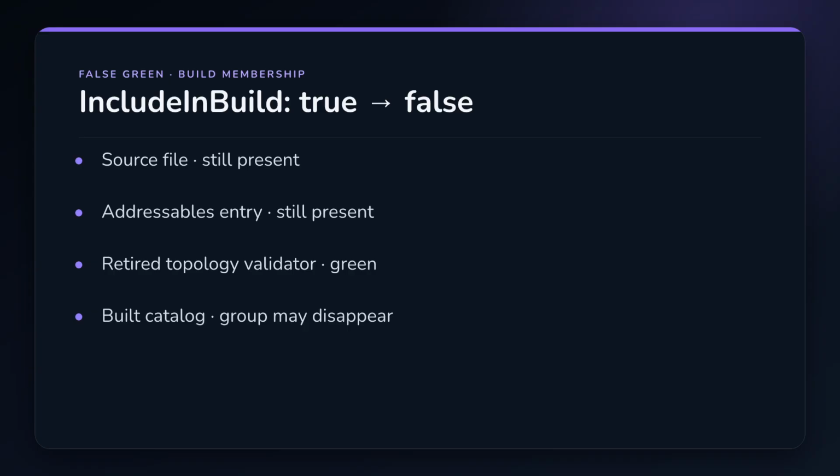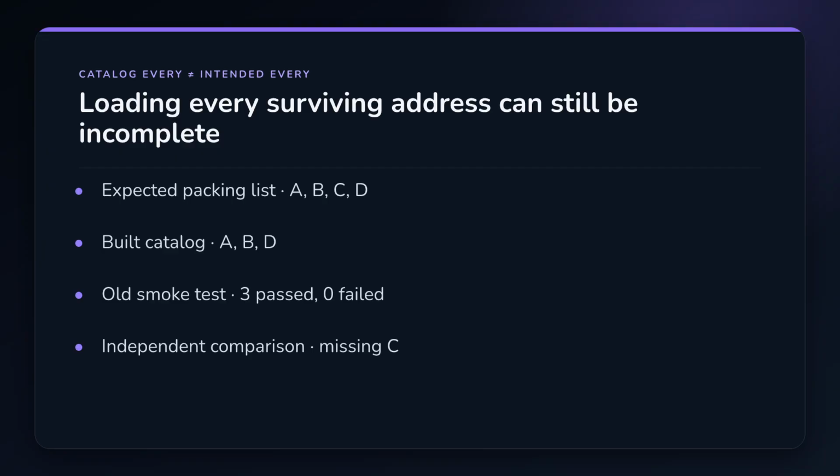But Unity could leave the whole group out of the catalog. We also had a download test that asked the built catalog for all of its addresses and then loaded every answer it received. That sounds complete, but it has a matching blind spot. If C is missing, the catalog returns A, B, and D. The test loads 3 addresses, reports 3 successes and 0 failures, and never learns that C was supposed to exist.